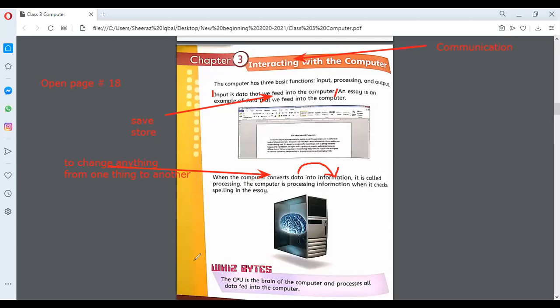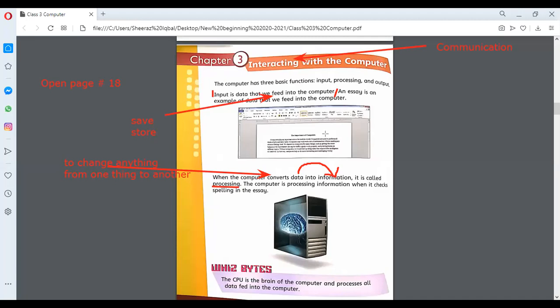When we go out and move our legs forward and backward, this is called walking. In the same way, when the computer changes the data into information, it is called processing. For example, if I ask a question in the class: when the computer converts data into information, it is called dash. What is the answer? Everyone can answer this one.